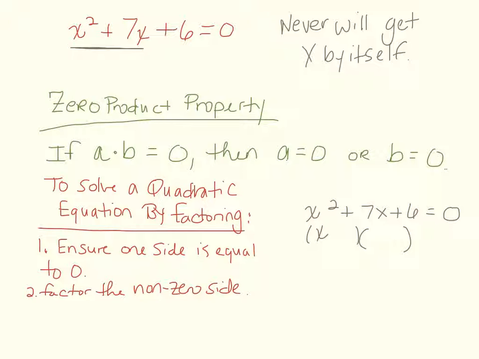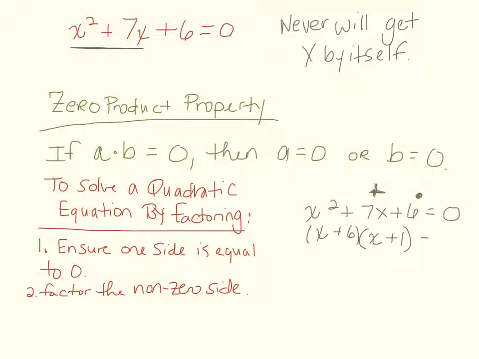So x and x, two numbers that when I multiply them together I get 6, but when I add them together I get 7. That seems pretty obvious. A positive 6 and a positive 1. 6 times 1 is 6. 6 plus 1 is 7.